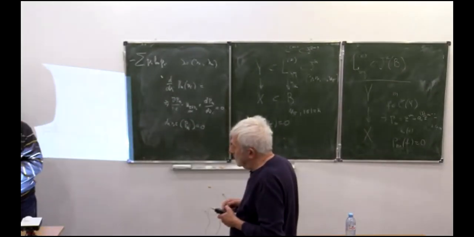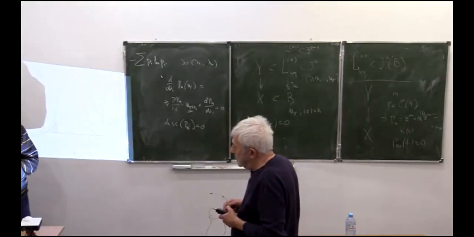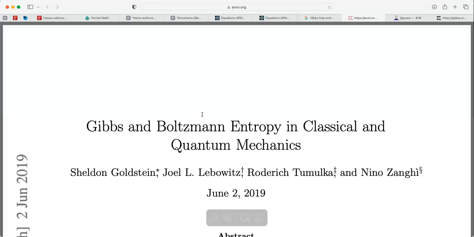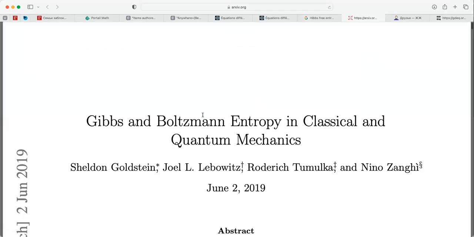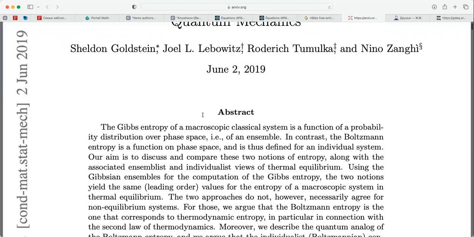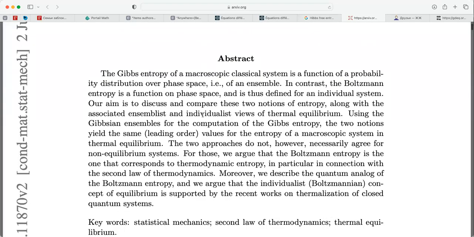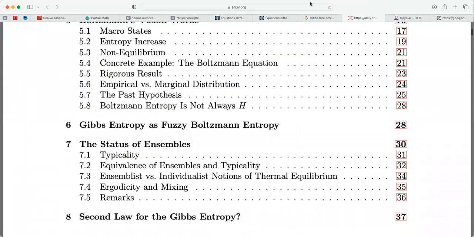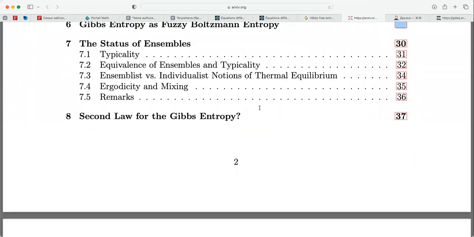But can I share the screen, please? It's not for everybody, but yes, you can do it. I'm doing it. And look at the definition, just the definition of Gibbs entropy.